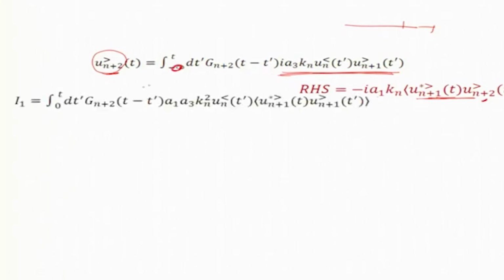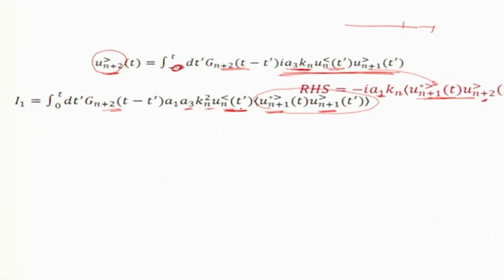So, you can see un plus 2 is here, I A3 kn is here, the A1 is here, but I and minus I will give you 1. So, this becomes 1. So, A3 A1 is here, kn and kn will be kn squared, this un less which is here, and un plus 2 and un plus 1. So, this un plus 1 combines with this un plus 1 star. So, I got this, but please note this is t and t prime, 2 different times, and this guy is also t prime.